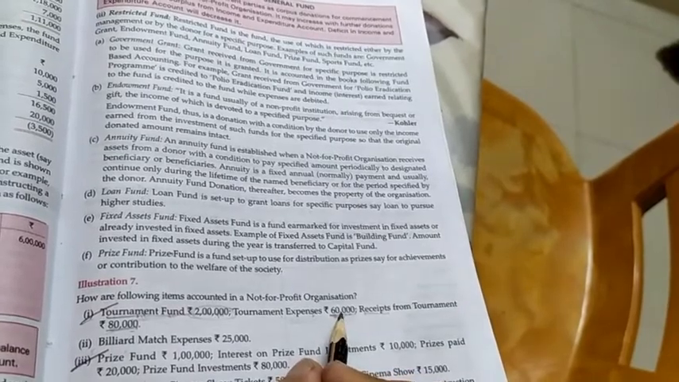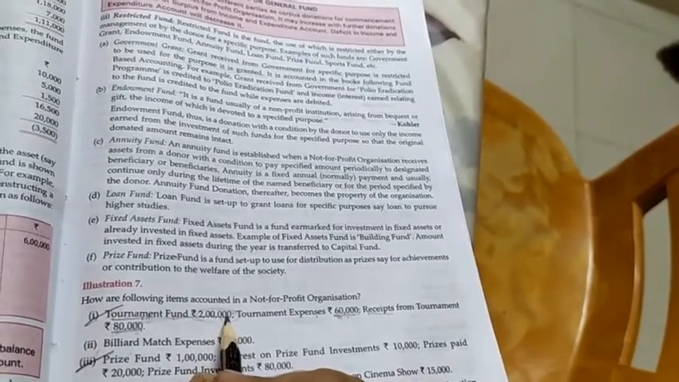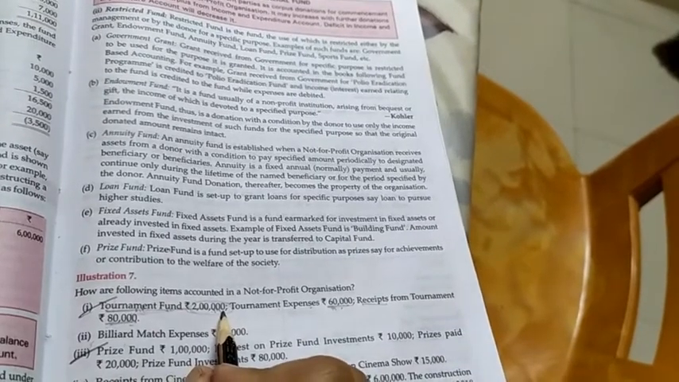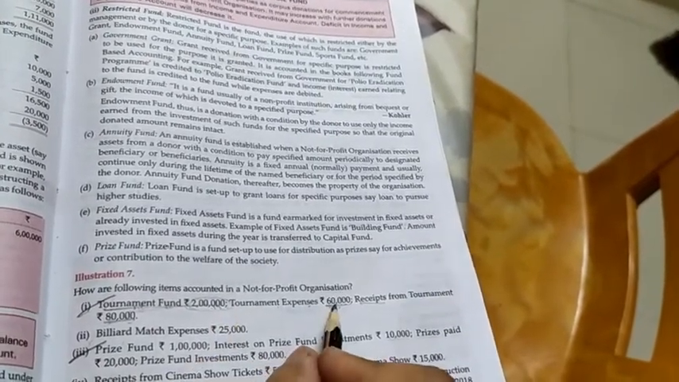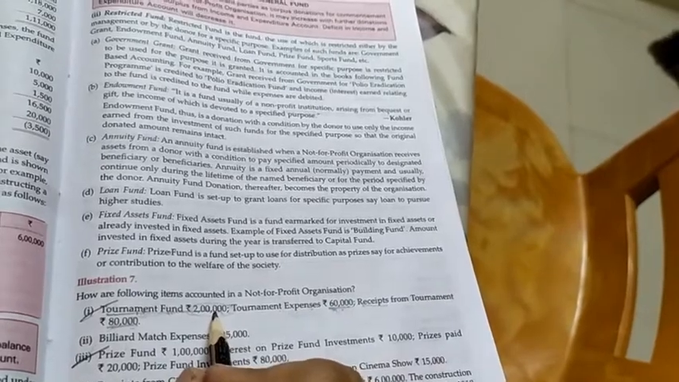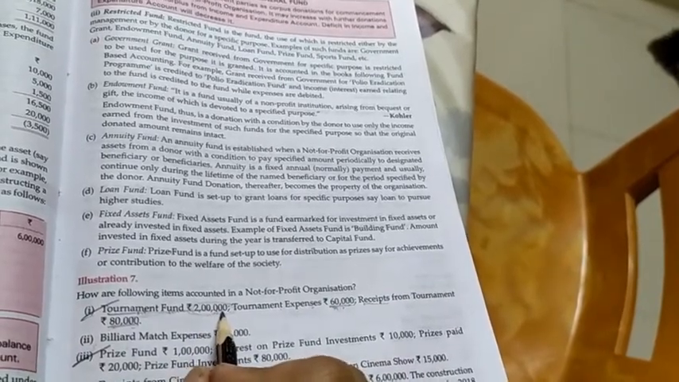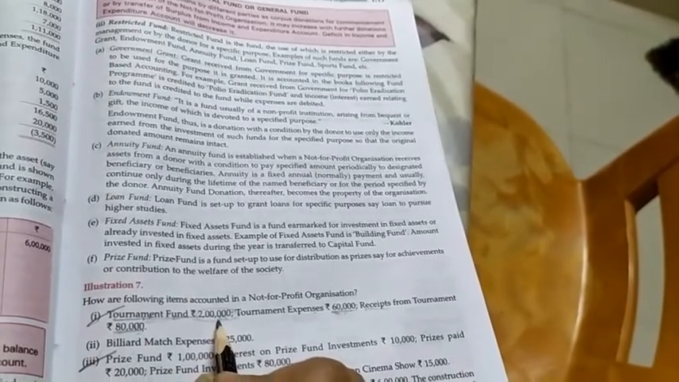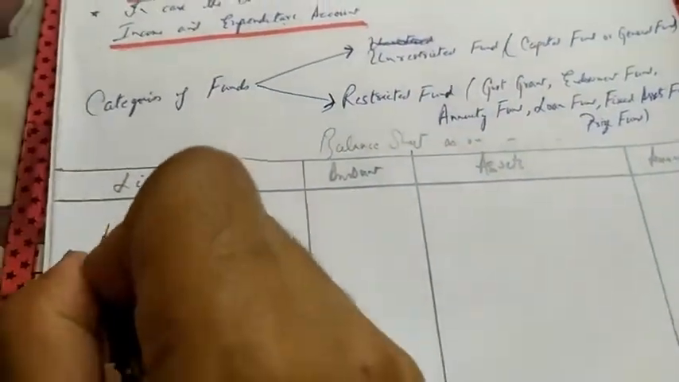If the expenses amount exceeds the fund amount, then we may not show it in the balance sheet. Okay, it will go in the income and expenditure account, but here that is not the case. The expenses are much less than the value of the amount in the fund. So we'll show this treatment in the liability side of the balance sheet. Here you will take the tournament fund in the liability side of the balance sheet.